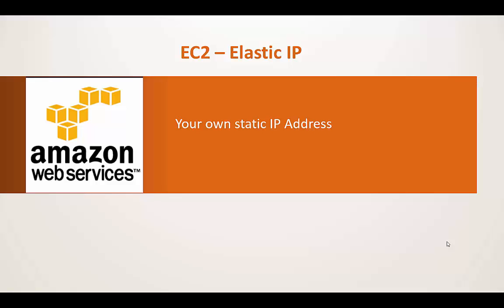But when you shut down the server and start up again, it will get another IP address. So more often than not, based on your requirements, you might want to have a dedicated IP address for your virtual machine. And this dedicated IP address is known as Elastic IP. AWS allows you to create an Elastic IP and attach it to a virtual machine. So when you do restart the VM, it will retain the same IP address.